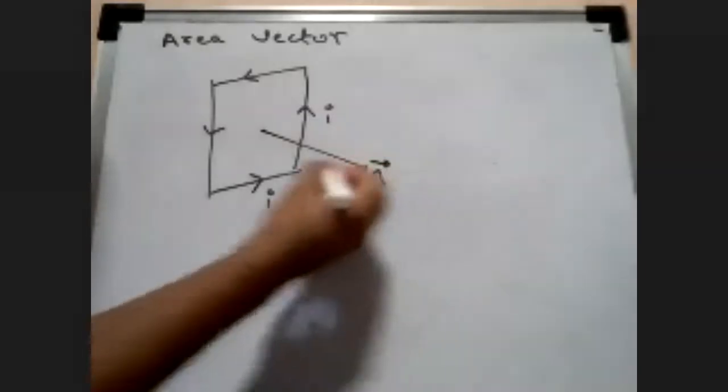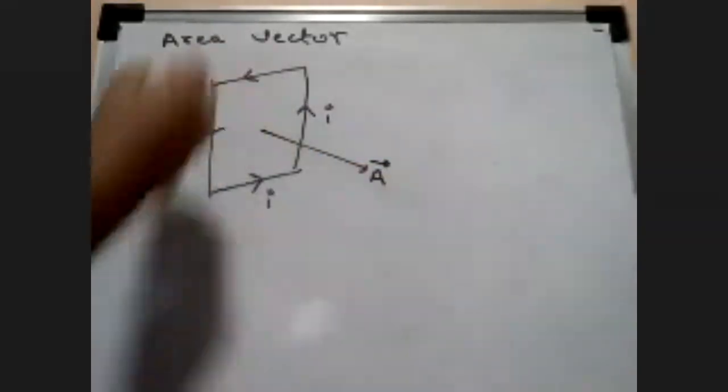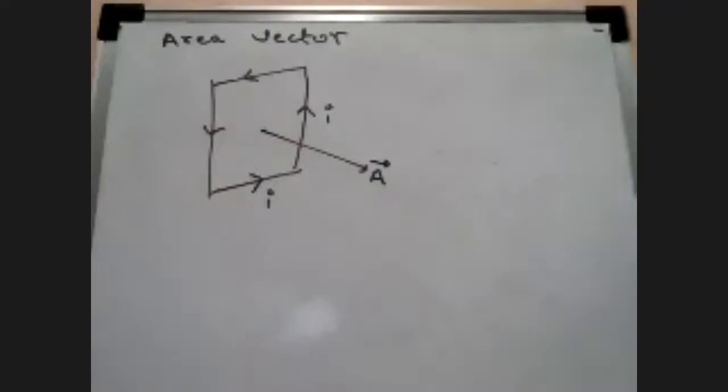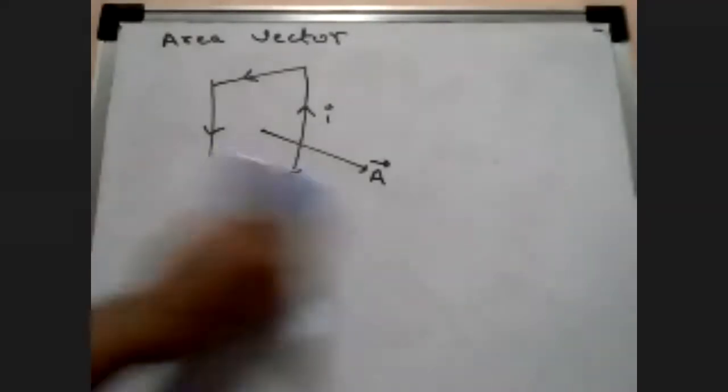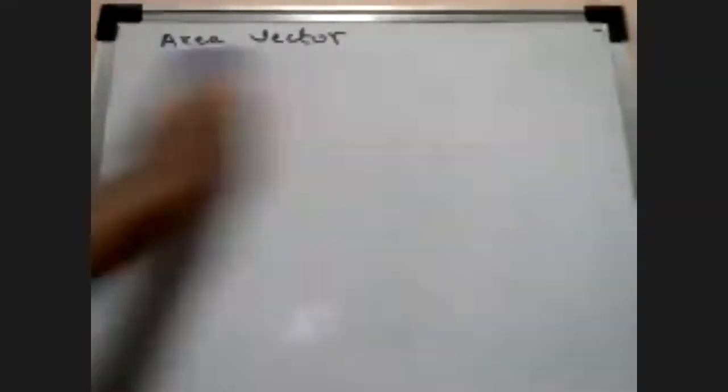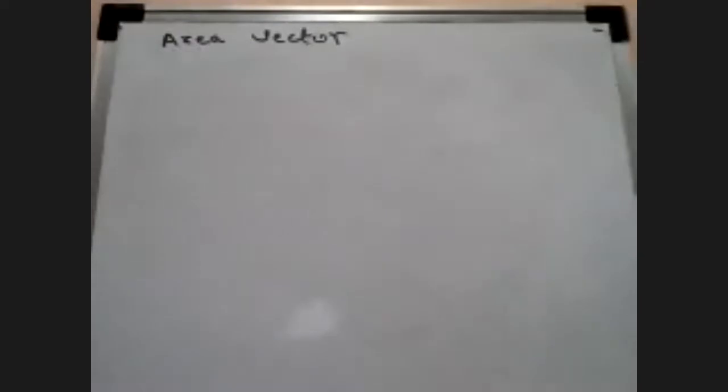Similarly, if I take this current to be clockwise, my area vector will come inwards. Now, why are we focusing so much on this right hand thumb rule? Because many a times we make silly mistakes, and that should not happen. We're trying to clear that up. So let's proceed with the behavior of the torque.